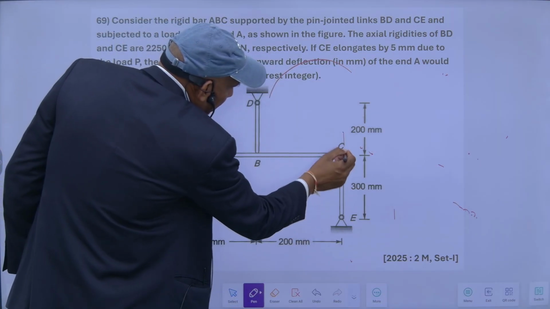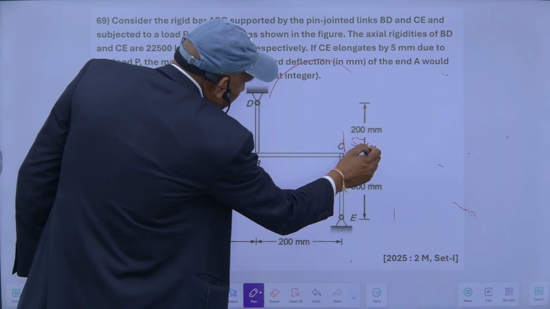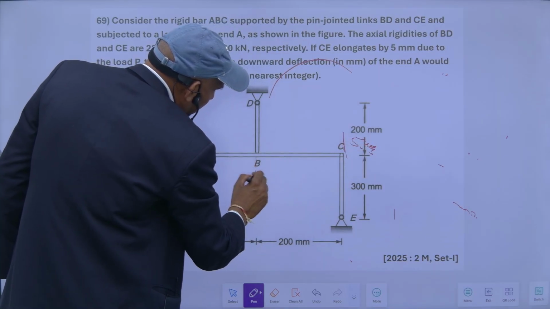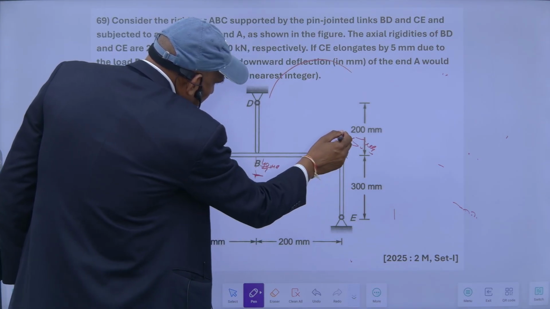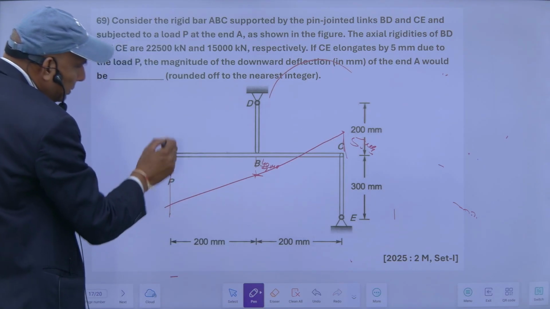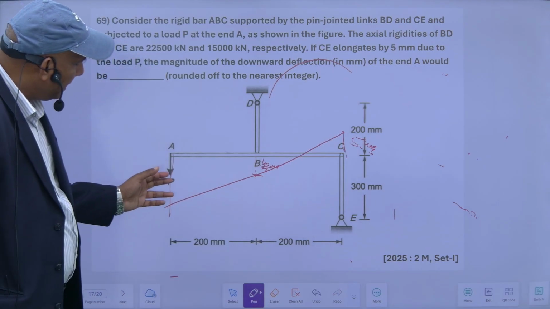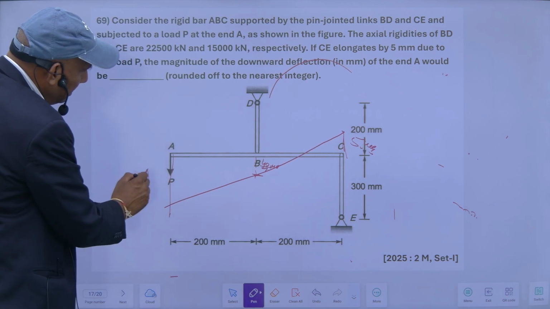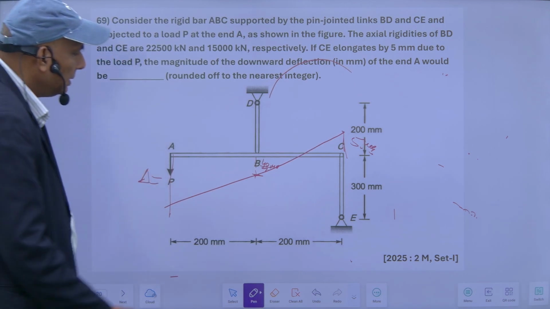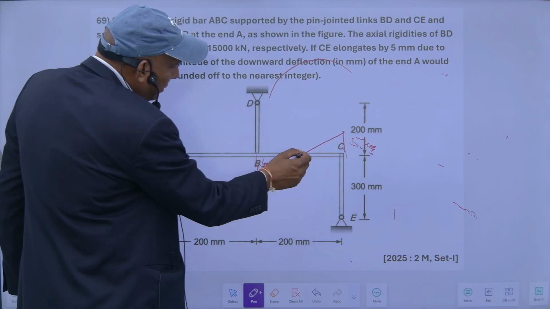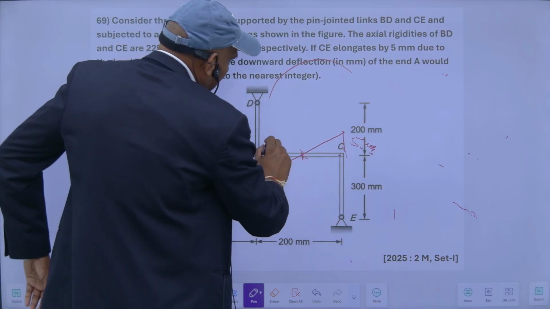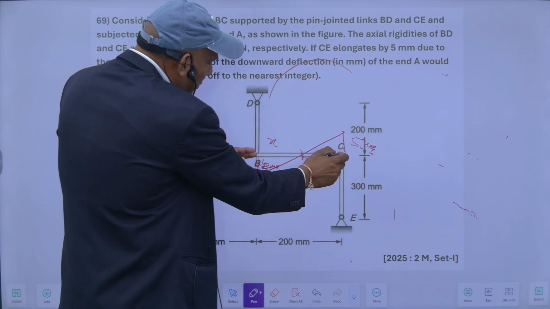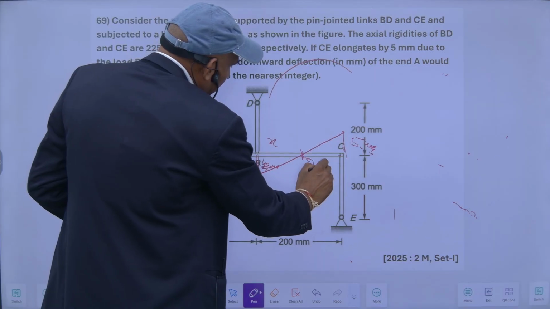Means the deflection here is 5 mm and deflection here is 40 upon 9 mm. So I can find the deflection here. First of all I have to find the value of this much. Suppose this is x from here, so the total is 200, so this will be 200 minus x.